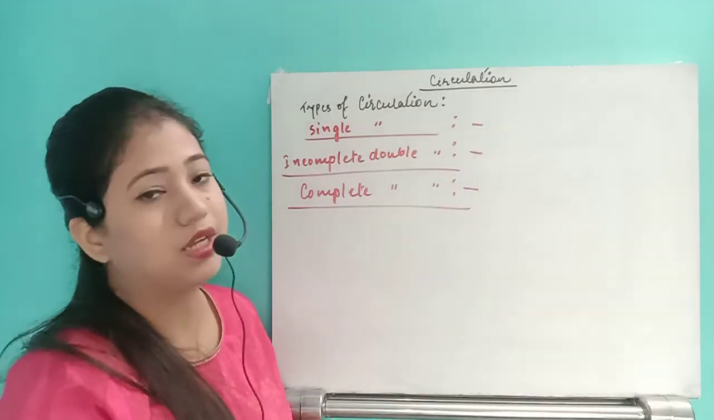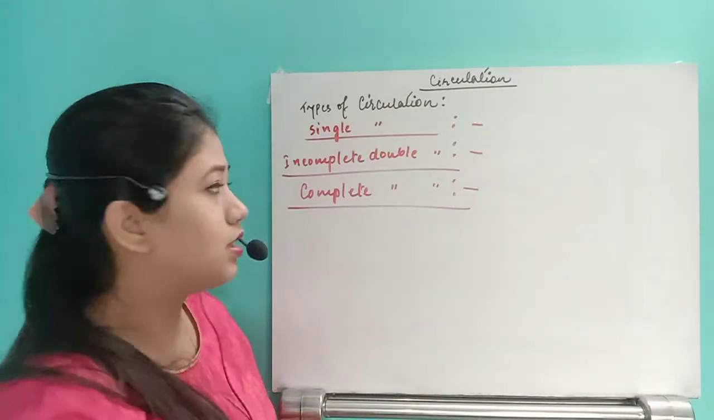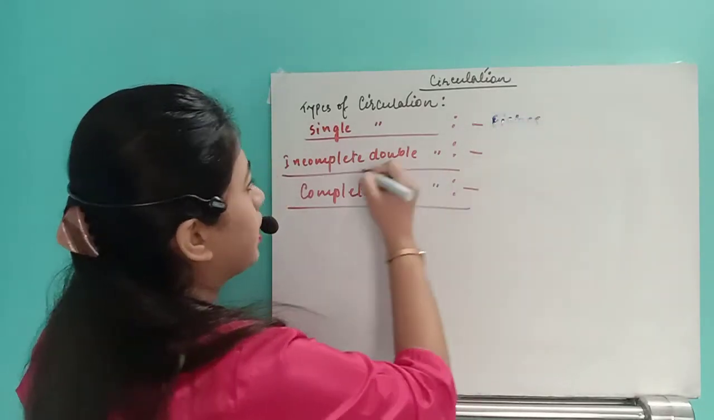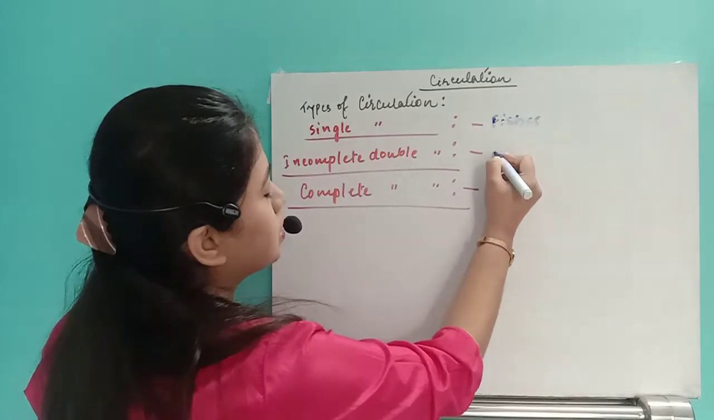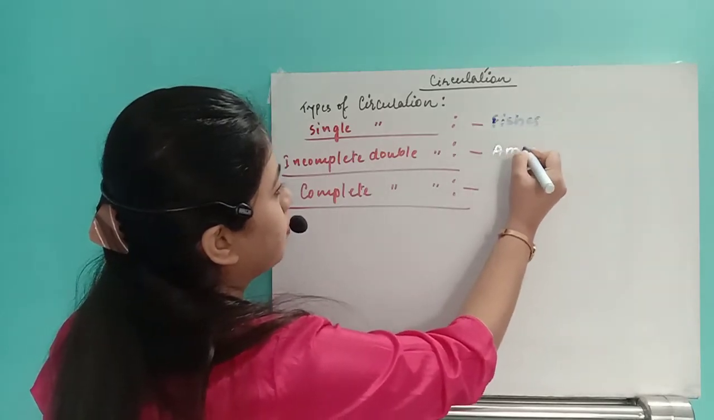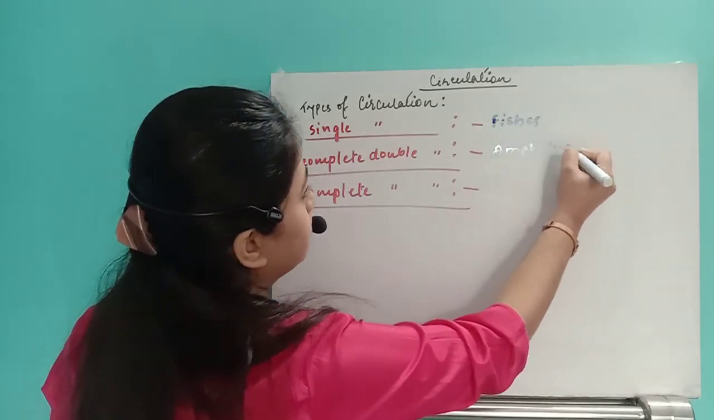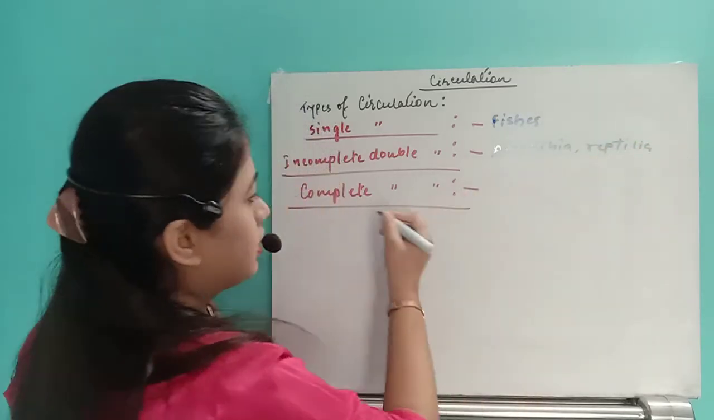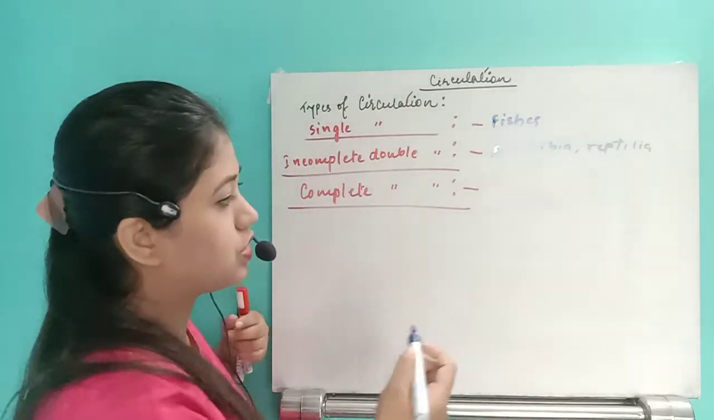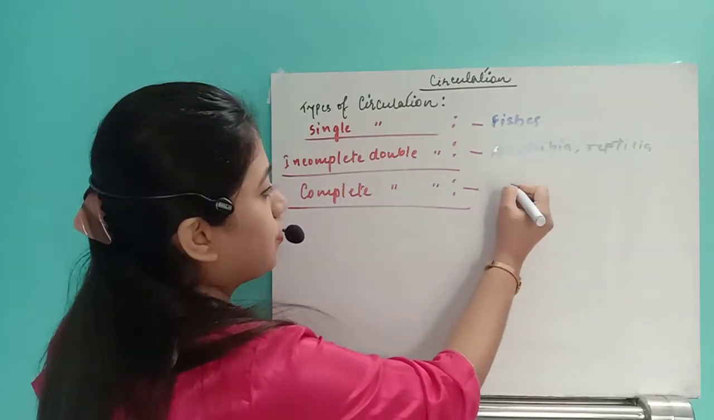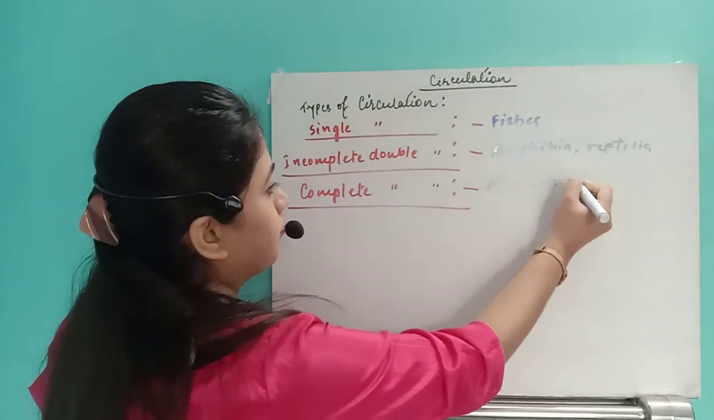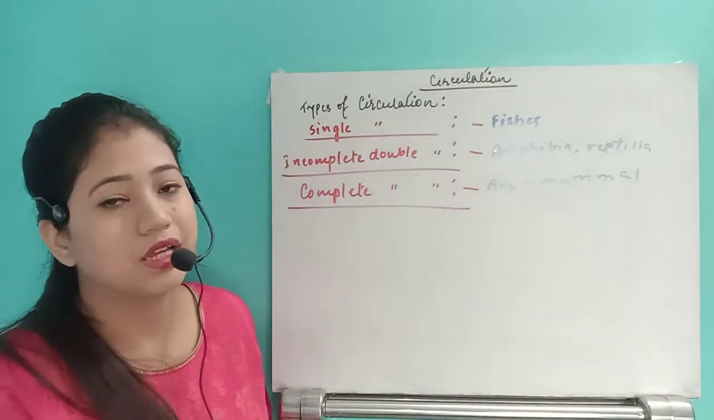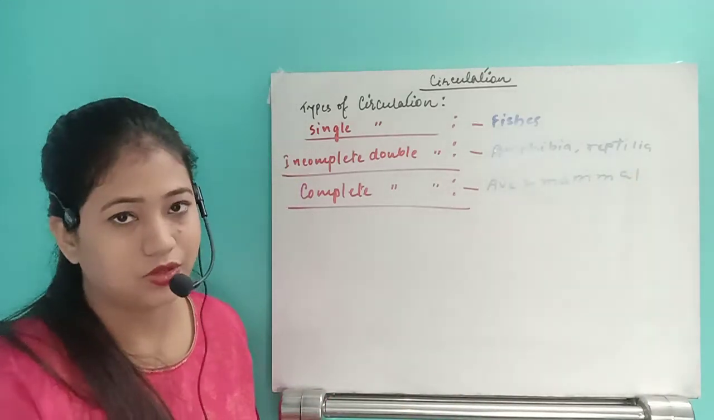First of all, I can give the example that fishes have single circulation, right? Incomplete double circulation is present in the case of amphibia and reptilia, and the complete double circulation is found in avian and mammal. Now let us see what single circulation and double circulation are.